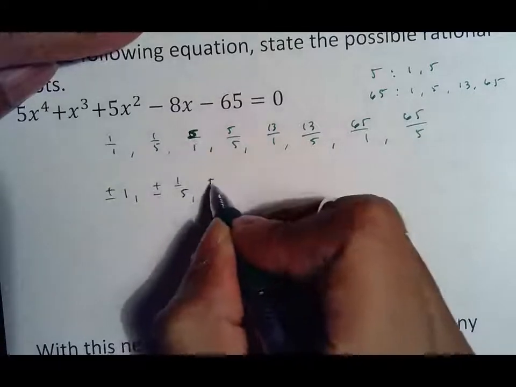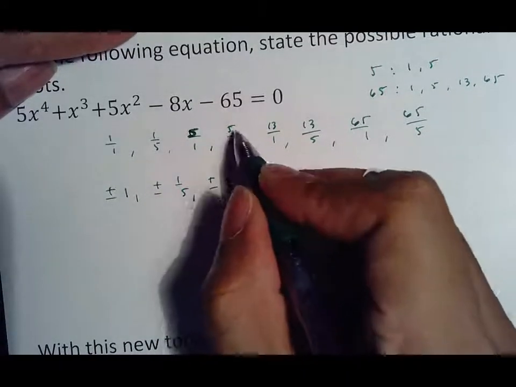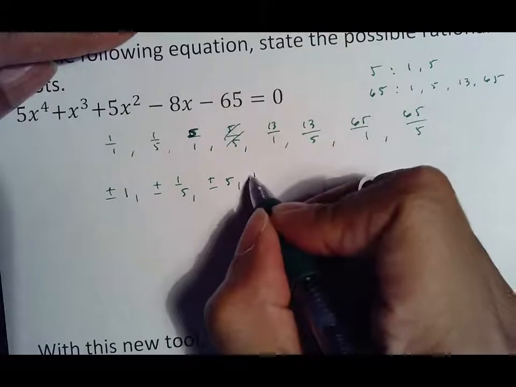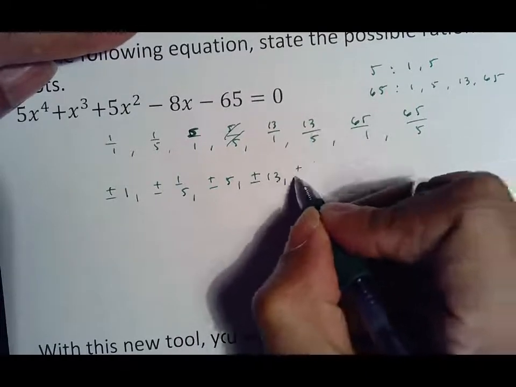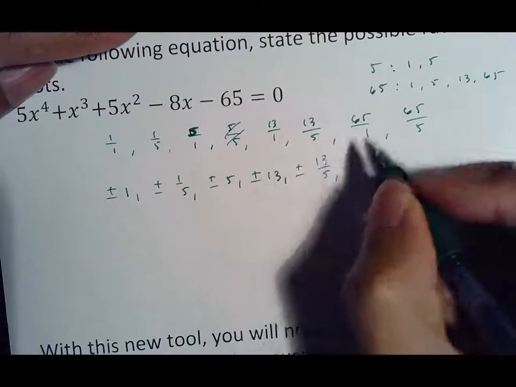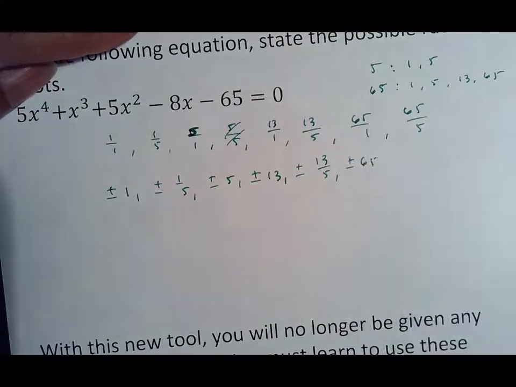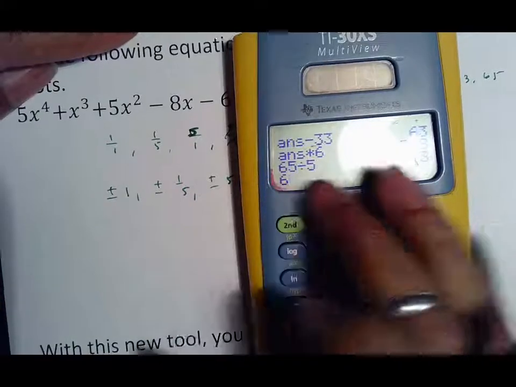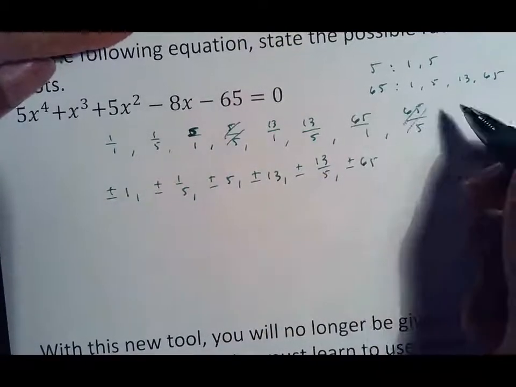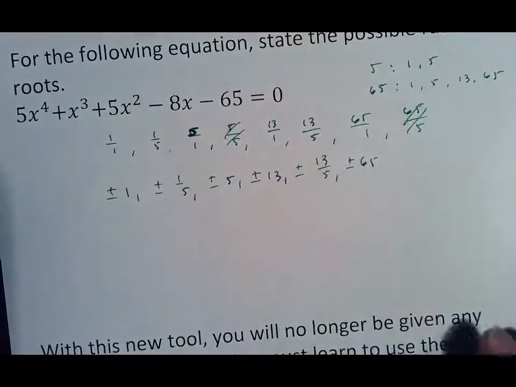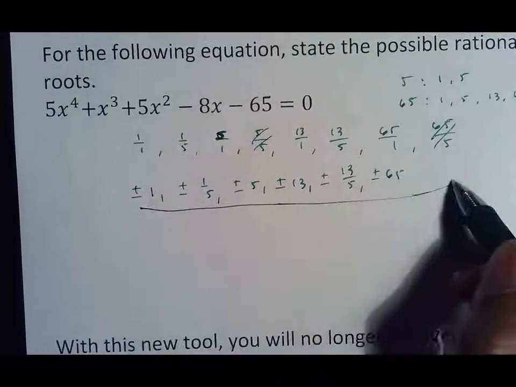That's 1/5. That's 5. Again, that is 1, so no. That's 13. 13/5 is right. 65 is right. And that, I believe, is 13. Actually, we just did it. It is 13, so that's a repeat also. So again, this is your list of numbers.